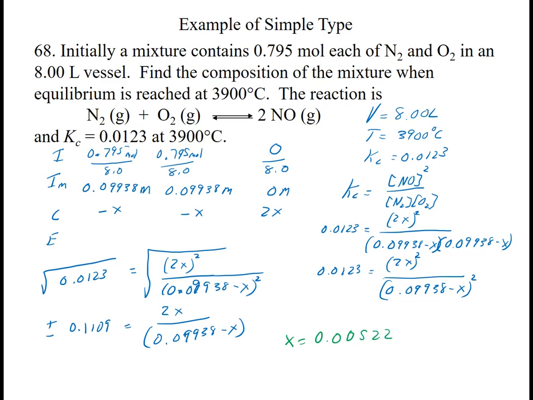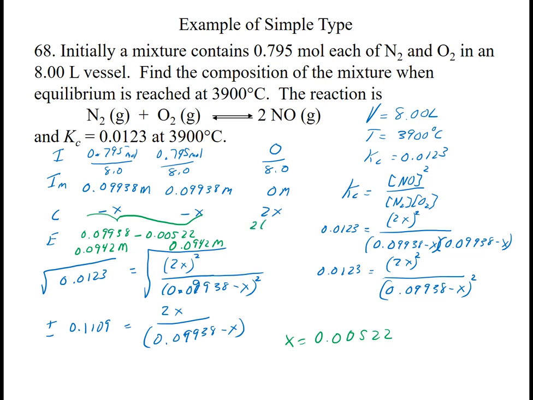And now I'm going to do this once because it's the same calculation here. So for these two, it's 0.09938 minus the 0.00522. And so for this, I get 0.0942. I'm going to want three significant figures, and the units are molarity. The oxygen is going to be the same value, 0.0942 molar. So even if it's the same answer, I want you to write it down twice.